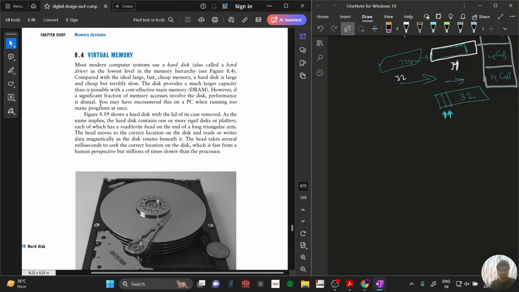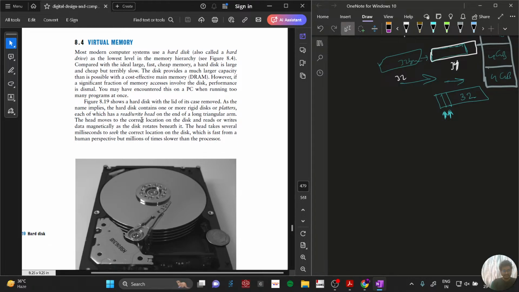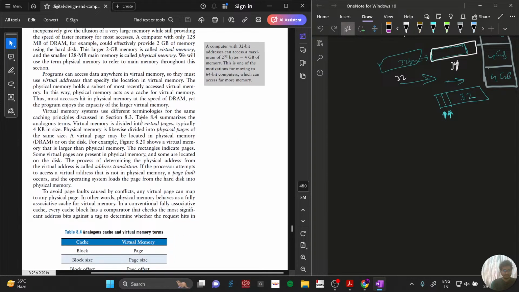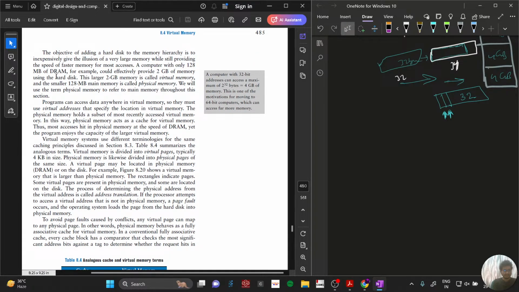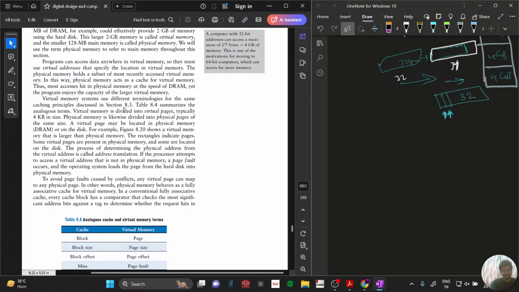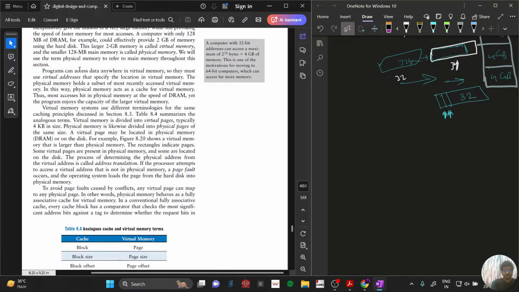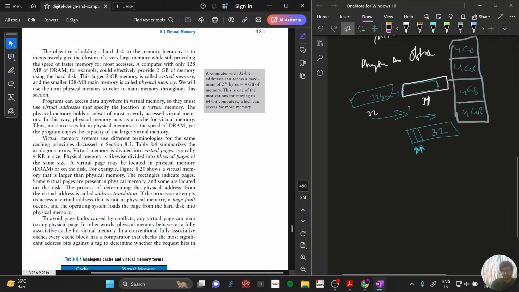Yeah, most modern systems use a hard disk, also called a hard drive. We studied this yesterday, right? The objective of adding a hard disk, okay, we studied all these things. Programs can access data anywhere in virtual memory, so they must use virtual addresses. That is what we are discussing.